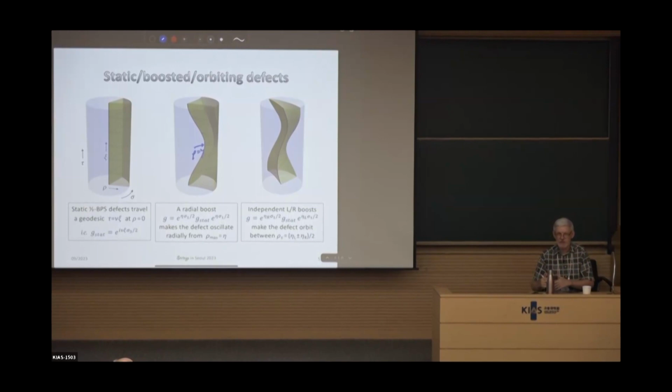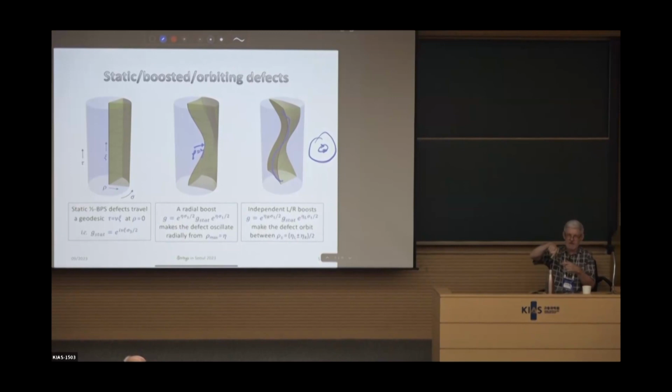If we do that, then instead of radially oscillating, we've also given the defect a little bit of orbital angular momentum in AdS3. And so we get something that's executing some kind of wavy trajectory, which if I look at it from on top, is just executing some kind of elliptical motion as time goes on.